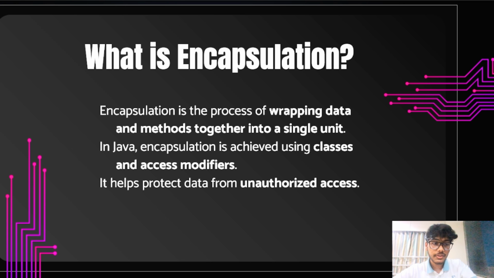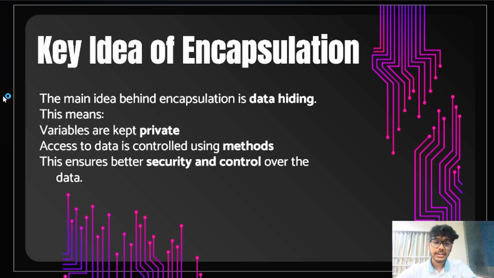Now going towards the key idea of encapsulation, the main idea behind encapsulation is something called data hiding. Data hiding means we restrict direct access to variables. Instead, we control access through methods. There are two main rules here. First, we keep variables private. Second, we provide controlled access using public methods. This improves security because no one can change the data directly. And it also improves control because we decide how the data is used. So you can think of encapsulation like a protective layer around your data.